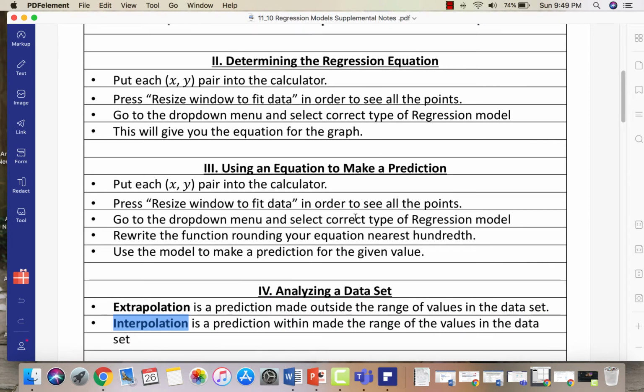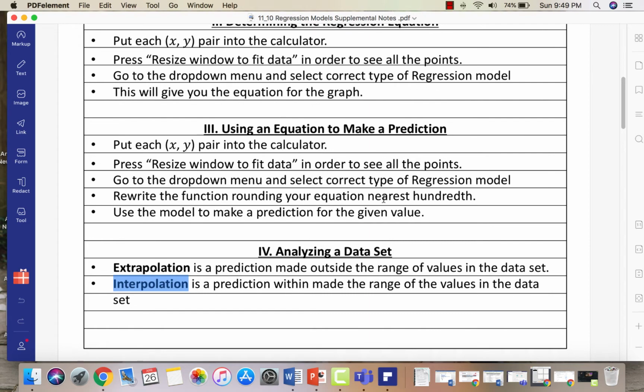Then we can use that equation to make a prediction. So we will follow the steps up above. We will take that equation and round it to the nearest hundredth. And then we are going to use the model to make a prediction. We will substitute the value in for x and then solve.